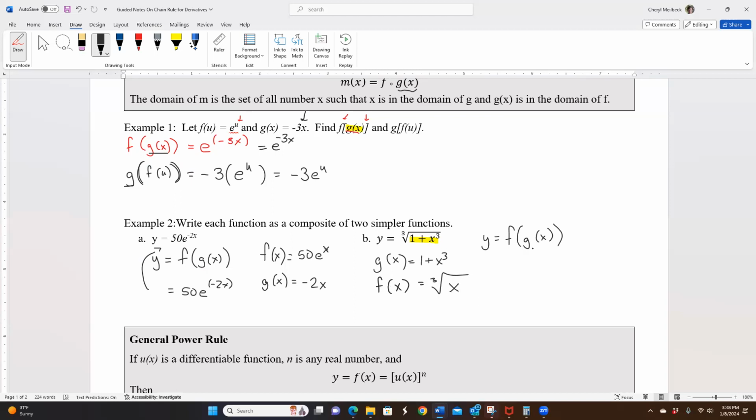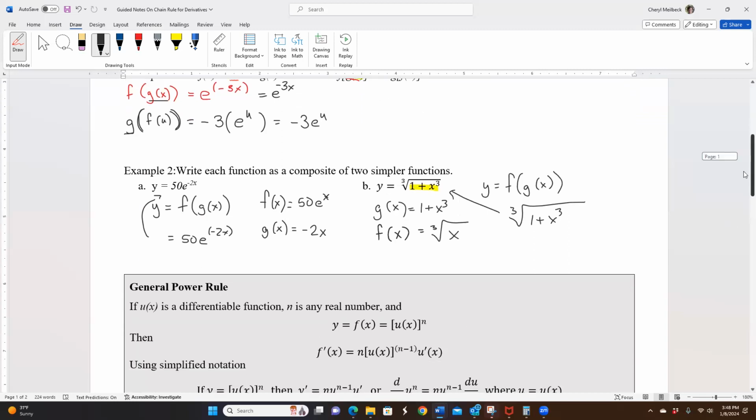If we were to composite them as we were directed, then the outside function would be the cubed root. And in for x, we would substitute the 1 plus x cubed, and that would indeed get us back to where we started. All right, let's look at the power rule using the chain rule.